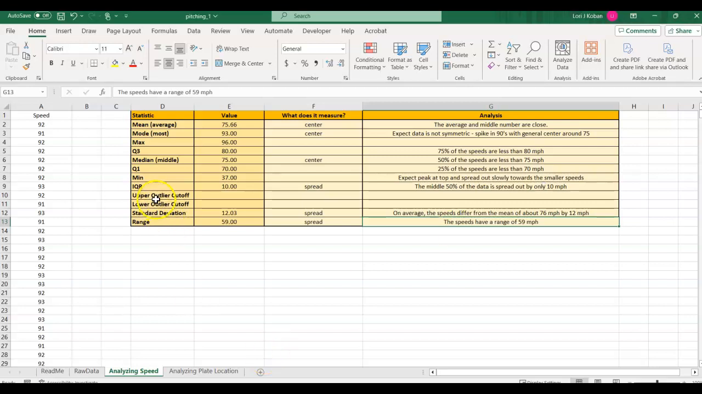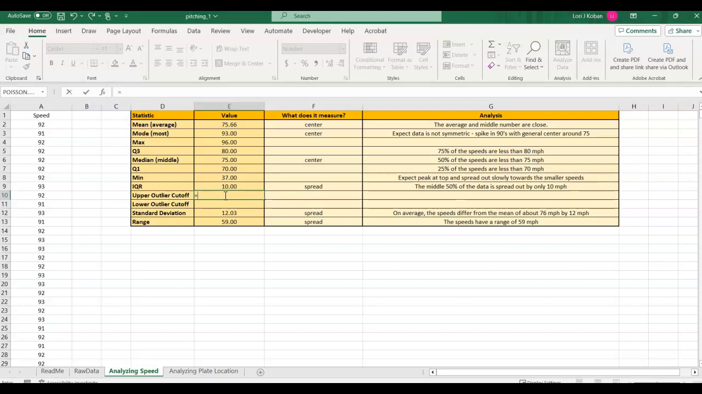Now, there's a way of determining what an outlier is. Those are numbers that are really big or really small in the data. And I want to tell you how Excel is going to determine an outlier. An upper outlier is a big number. And it says a number is big if it's the third quartile plus 1.5 times the interquartile range. That's the definition of an upper outlier.